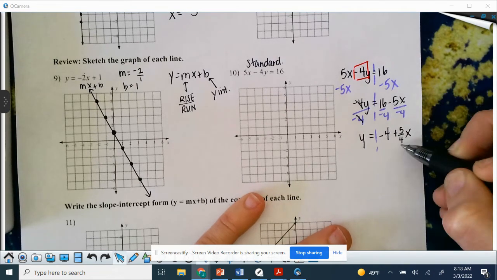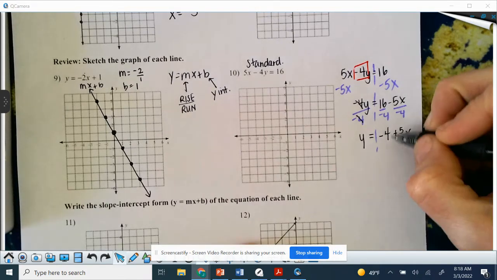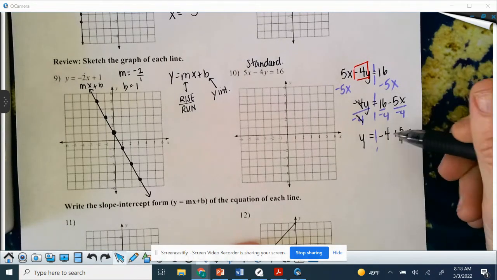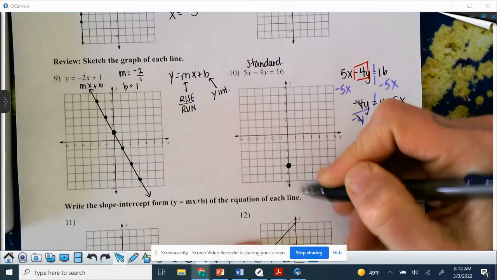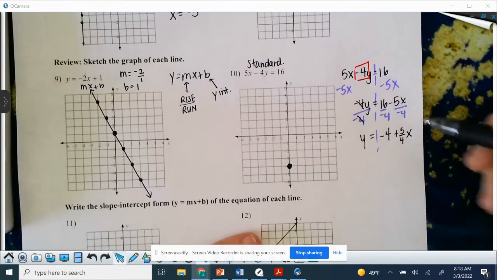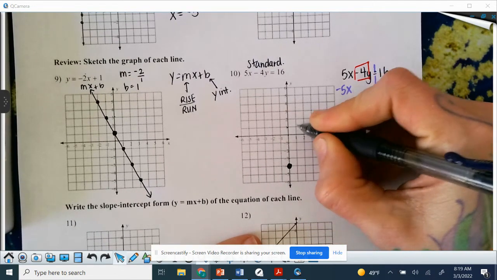So even though they're not necessarily in the usual seat, we know the coefficient of x, that 5 over 4, is your slope. So coefficient of x, whatever the number is attached to x, is your slope. And then our constant is where you start. So negative 4 on the y-axis, always on the vertical axis of y. And then we're going to count up 5. 1, 2, 3, 4, 5. And over 4. 1, 2, 3, 4.